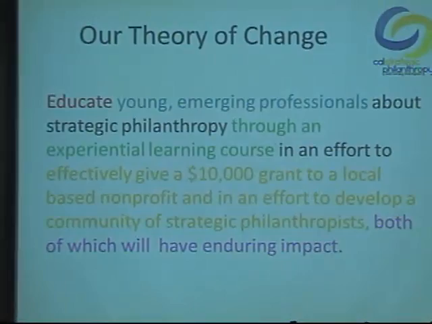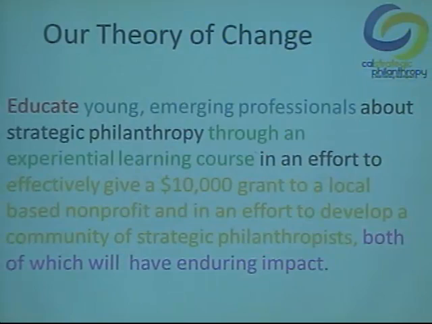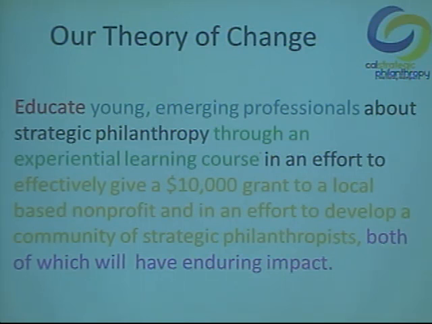So I crafted a theory of change statement given all of these sectors, and I'm gonna read it aloud. So our theory of change is to educate young emerging professionals about strategic philanthropy through an experiential learning course in an effort to effectively give a $10,000 grant to a local-based nonprofit and in an effort to develop a community of strategic philanthropists, both of which will have enduring impact.